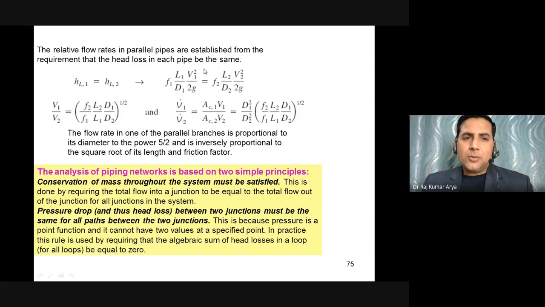Now this is how you can get the correlation, because if the losses are equal, and the loss formula is f L upon D, V square upon 2g, correct? So you can balance the loss in pipe 1. If you are calculating for pipe 1, you put the suffix 1 here; if you are doing it for pipe 2, you put 2. Equate that, and you will get something like that.